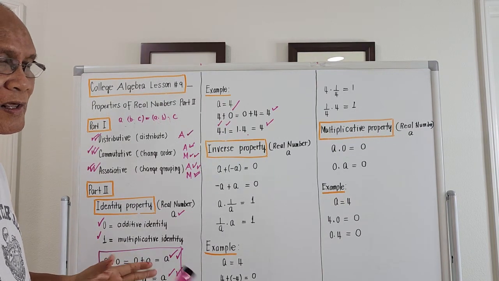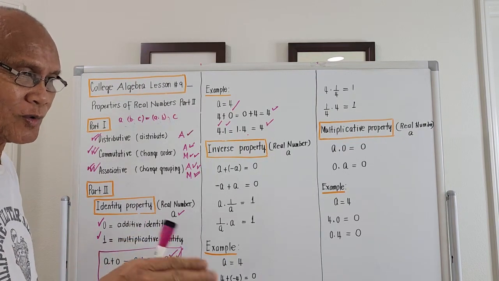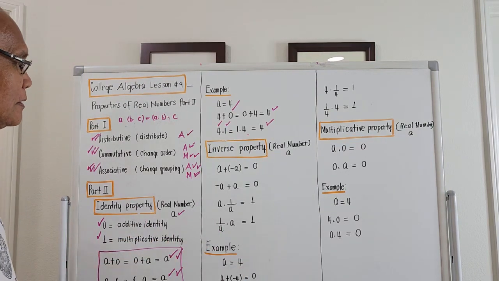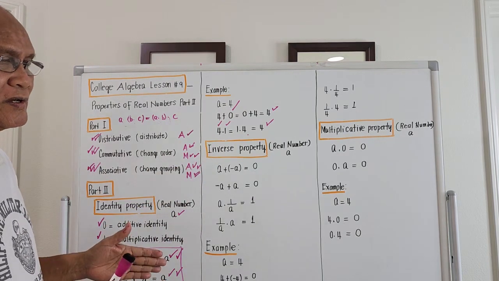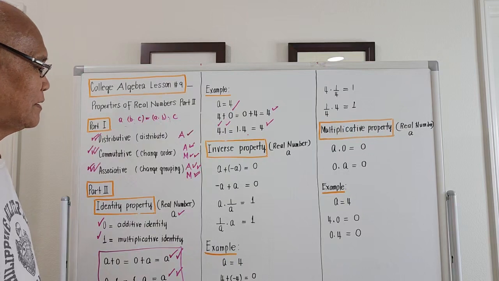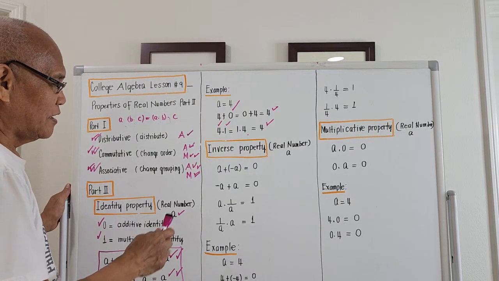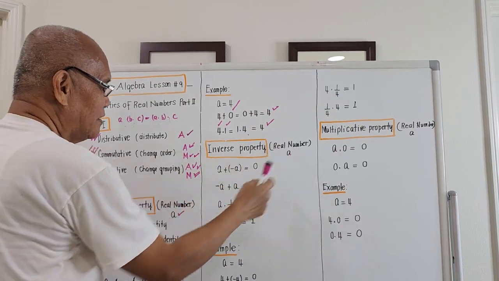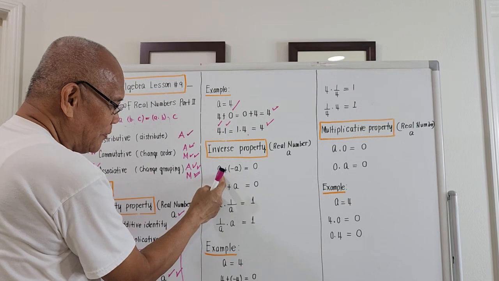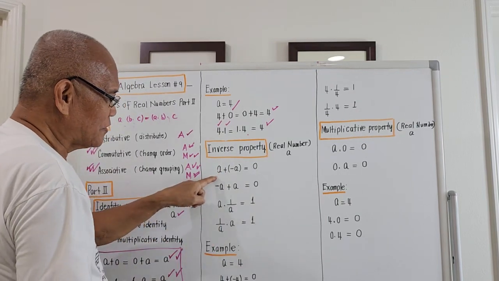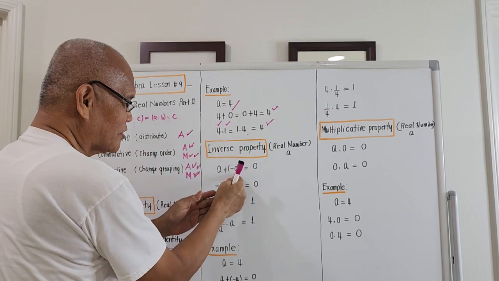0 plus any real number will still be that real number, and 1 times any real number will still be that real number. Okay, for the inverse property. Inverse, it's the reverse, okay? The number one form here is, if that real number is still A, plus, the inverse of plus A is actually minus A. That's the inverse. Plus open parenthesis minus A.